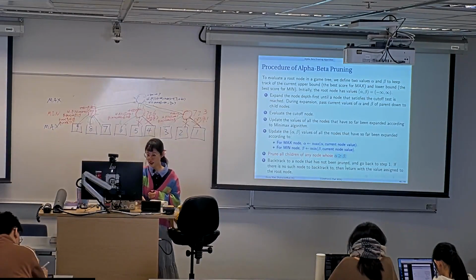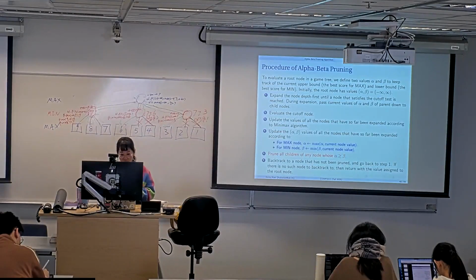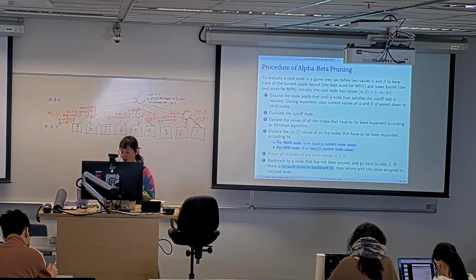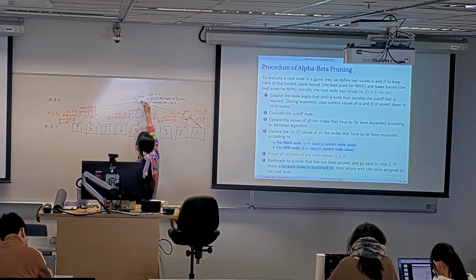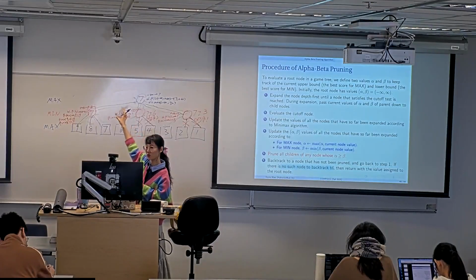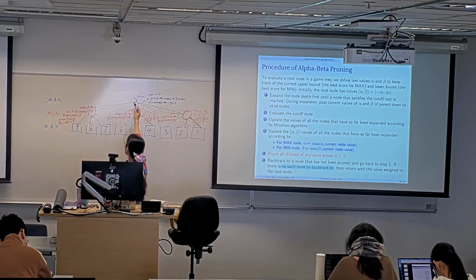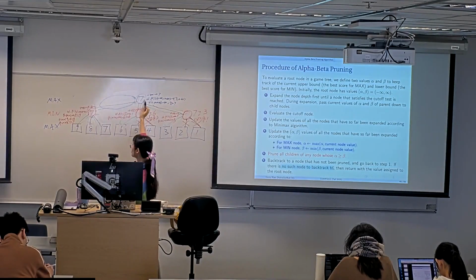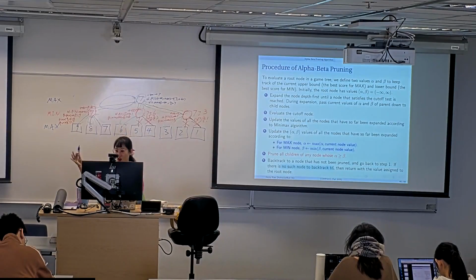And note that until now we have reached the point where there is no such node to backtrack to, right? All of the nodes are already evaluated. We go back to the root node. So we need to assign the value 7 to the max node, or root node, and select the optimal action. This is the best choice it can make to get the value 7. So this is the whole procedure to run the alpha beta pruning algorithm.